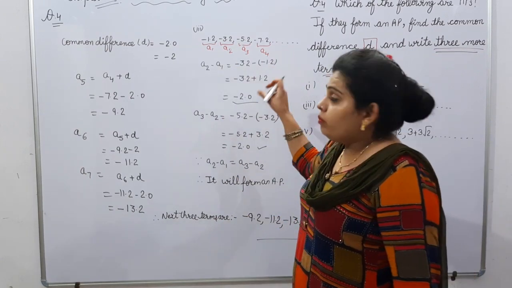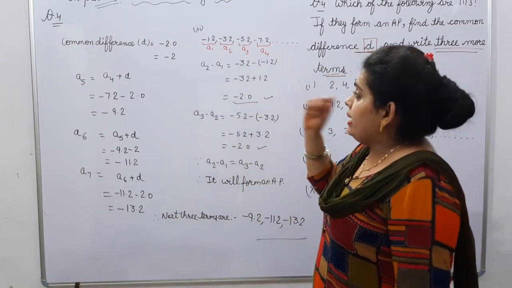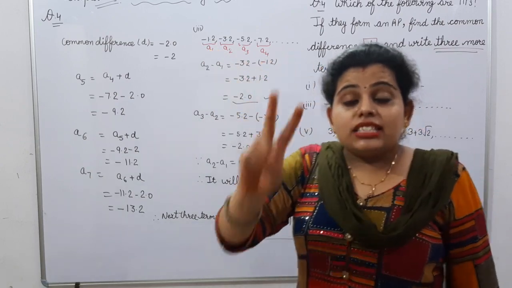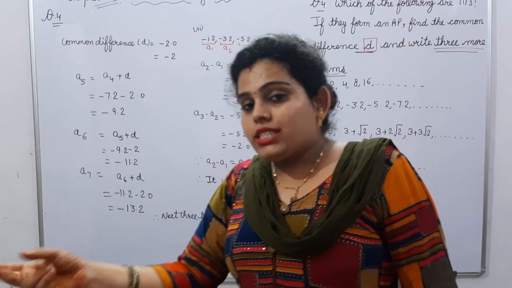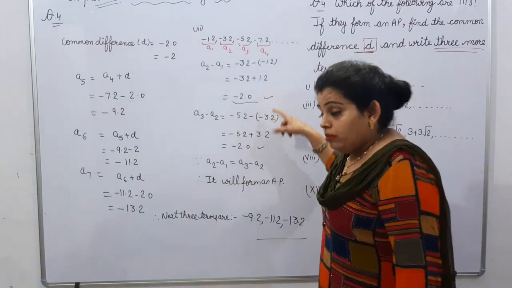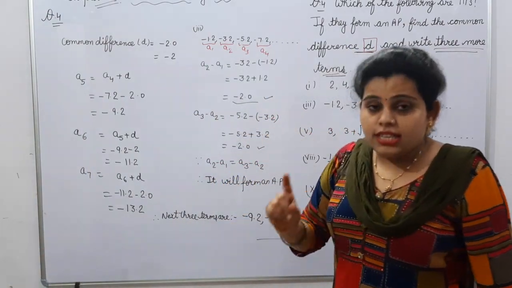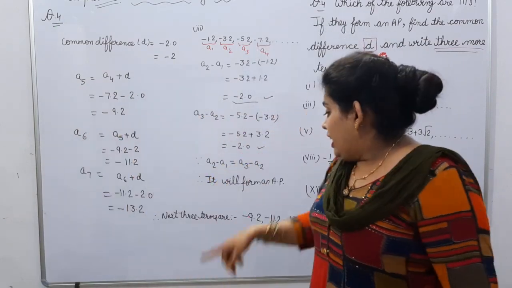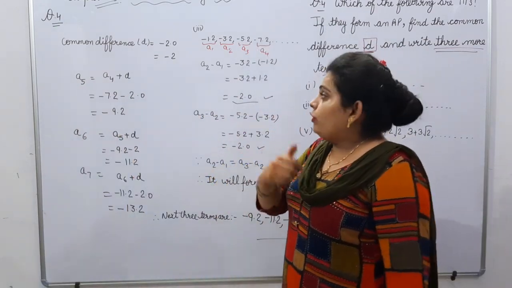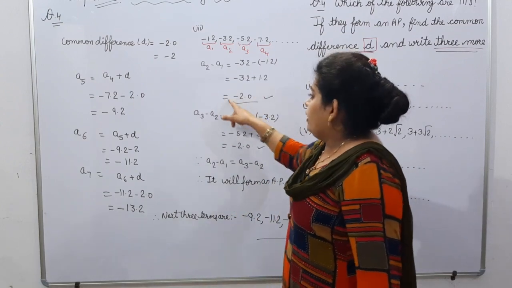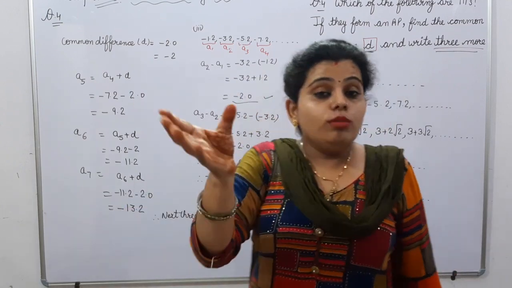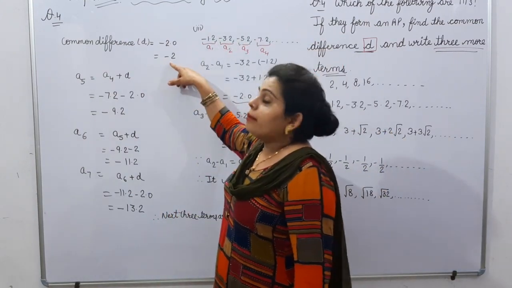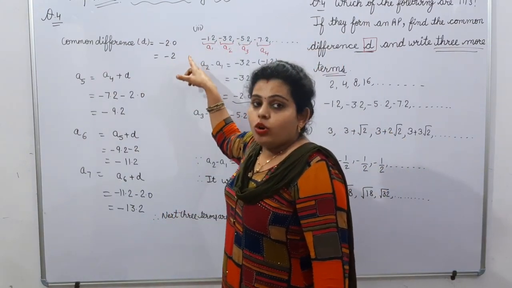Find the difference between two consecutive terms. हमने क्या किया? दो consecutive terms का difference find out किया, फिर check किया क्या सभी consecutive terms का difference same आता है. We are getting the same difference. If we are getting the same difference, then it will form an AP. तो यहाँ से AP की formation होगी. If it is an AP, then we have to find the common difference. What is the common difference? The difference we get from subtracting two consecutive terms. And what are we getting, beta? Minus 2. So this is our common difference.